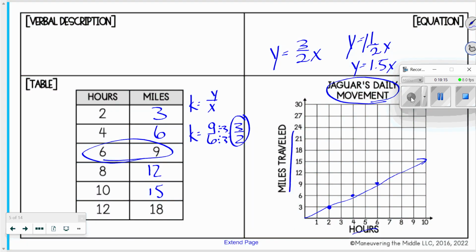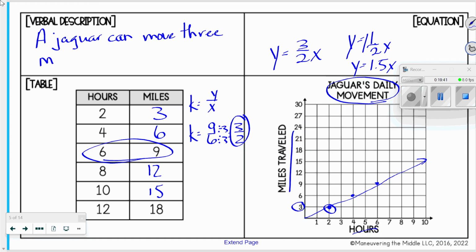So, the graph gives us the best idea for what we're going to talk about. We'll put the verbal description on this. We're talking about a jaguar's daily movement. So our verbal description is a jaguar can move 3 miles every 2 hours. That gives us our verbal description.